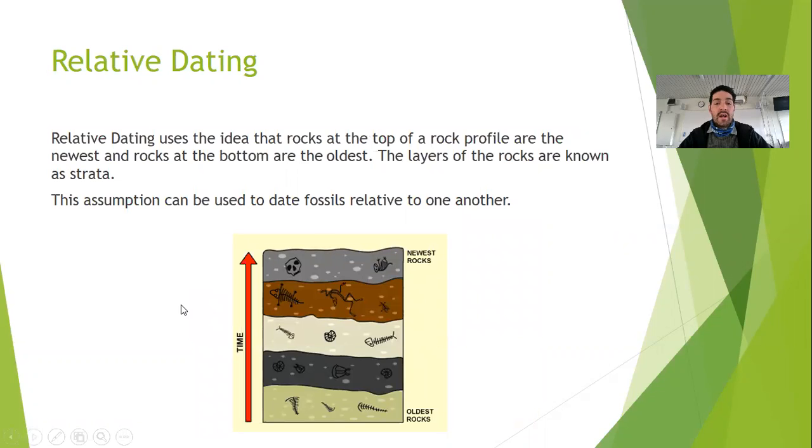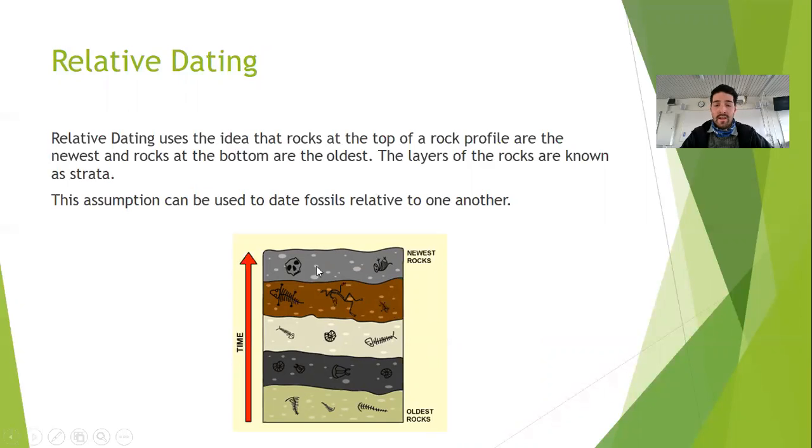So relative dating uses the idea that the rocks at the top of a rock profile, and sometimes it's called strata, are the newest and rocks at the bottom are the oldest. Now this assumption means that we can date fossils relative to one another. We can say which fossil is the youngest and which fossil is the oldest. Again, it's based on an assumption.